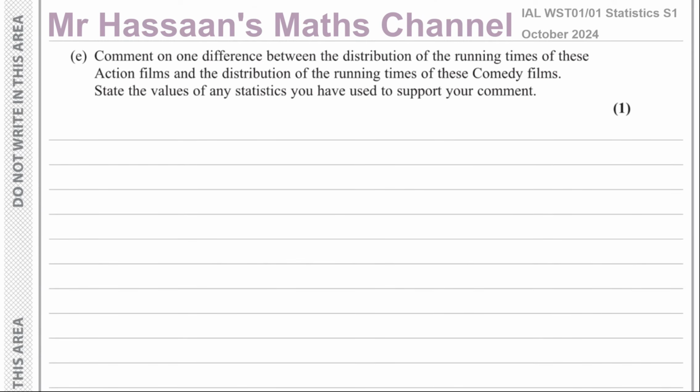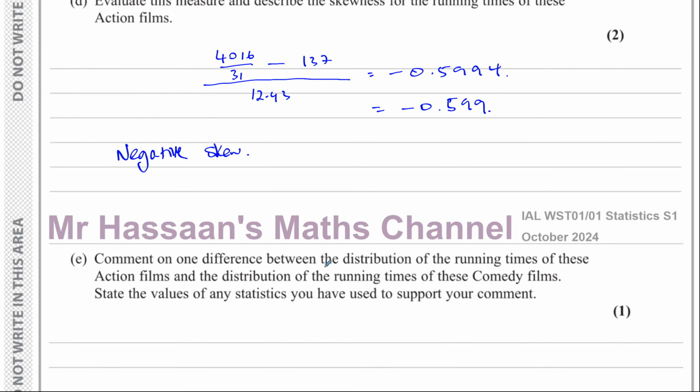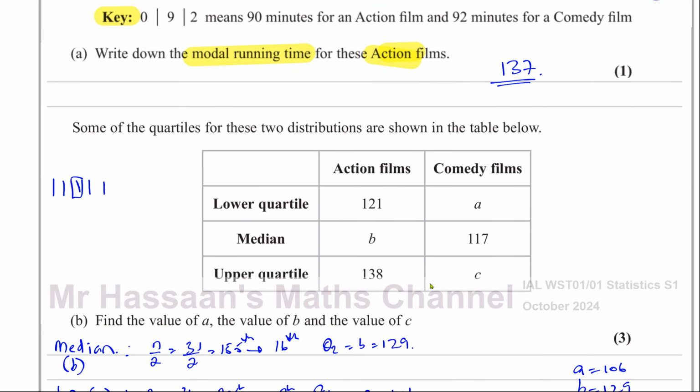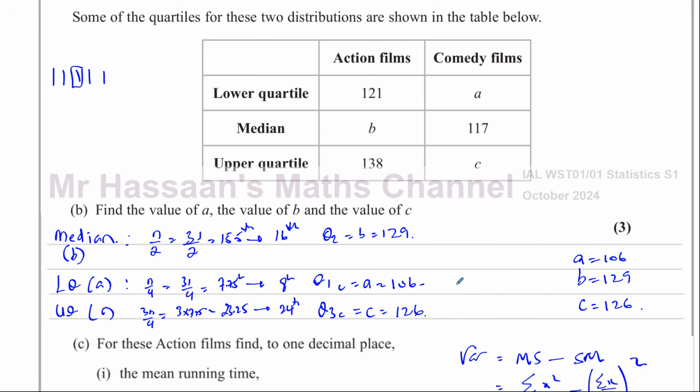For part E, it says comment on one difference between the distribution of the running times of these action films and the distribution of the running times of these comedy films. State the values of any statistics you may have used to support your comment. We can choose any one of the things that we can notice. The easiest thing is to deal with things that we have already calculated or been given.